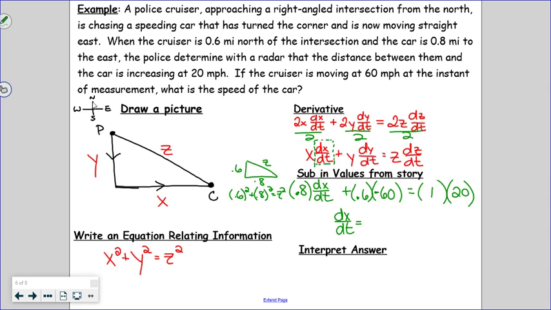What is it? 70? Does that seem appropriate? 70 what? Miles per hour. How much is our distance changing over time? Miles per hour.